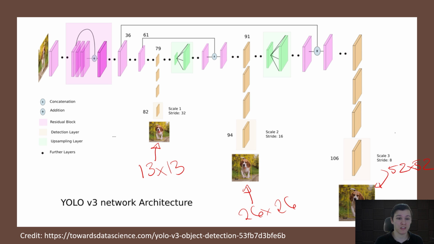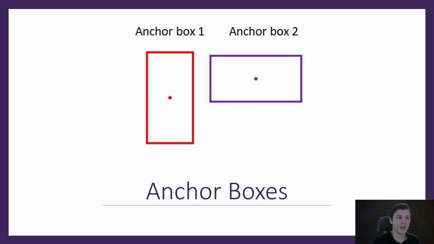In the original 7 by 7, that would be 49. In this one, we have over 10,000 different bounding boxes. So it's a lot more predictions, but it's still pretty fast, which is what YOLO was made famous for, that it was also very, very fast. A new thing that was also in YOLOv3 is the introduction of anchor boxes.